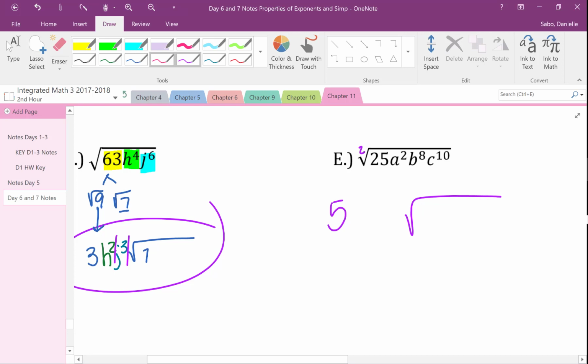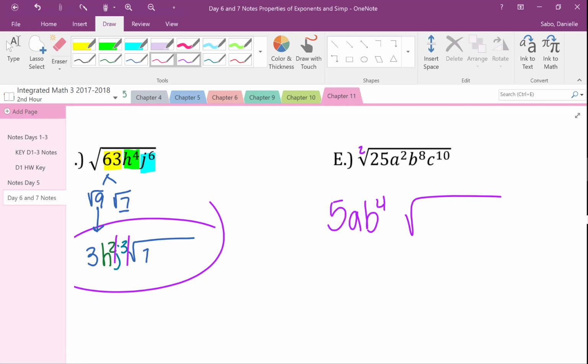How many times does 2 go into the power of 2? 1 time. Is there anything left over? No. So I just put A. Now, how many times does 2 go into 8? 4. So I have B to the 4th. Okay, because 4 times 2 is 8, and that's why it goes here.